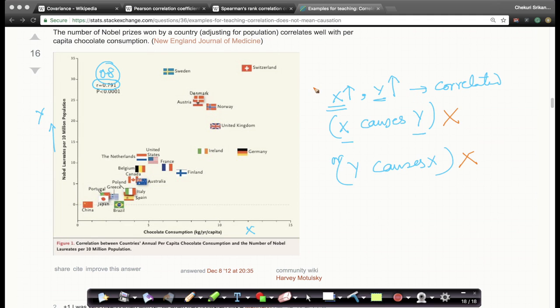But a lot of people, unfortunately or otherwise, especially those who are not well trained in statistics, make these causation arguments. So just because two random variables are correlated does not mean, I repeat, it does not mean that one causes the other or vice versa. It just means they're correlated. It doesn't say anything about causation.